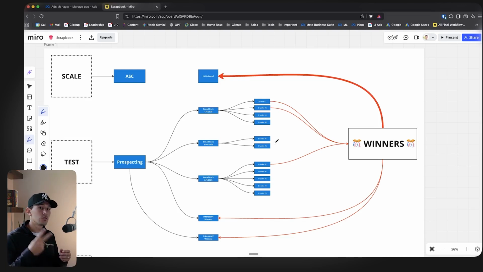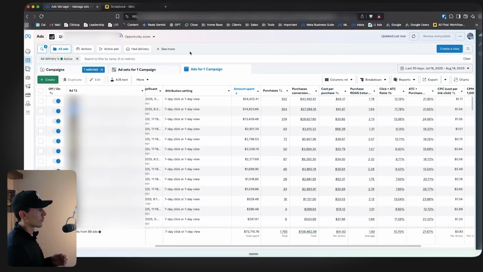I'm going to do this in two different ad accounts. I'm going to do this in an ad account that's spending a lot right now, so it's very, very clear. It's obvious. And then I'm going to do it in an ad account that's spending very little so that no matter where you are, whether you're spending $100 a day or $100,000, you'll be able to see the differences here. So first off, we're going to start in the ad account that's spending quite a bit right now.